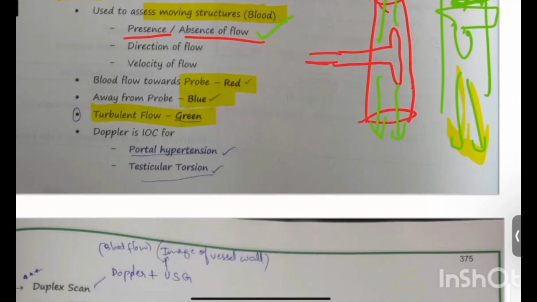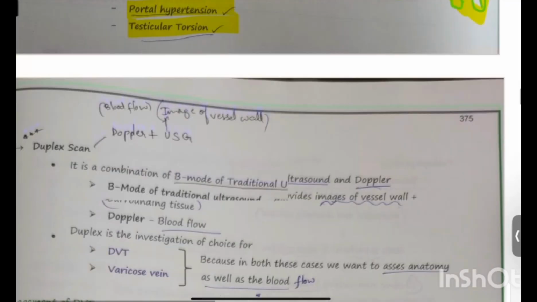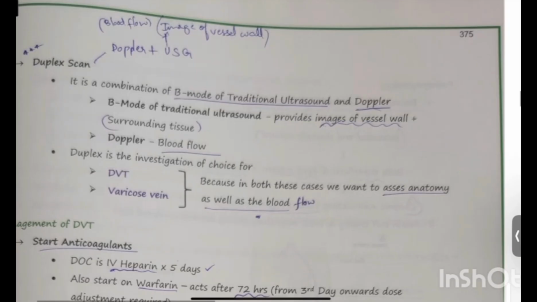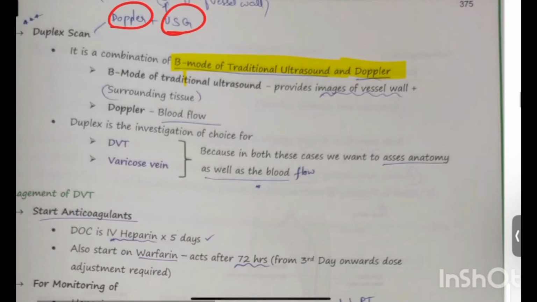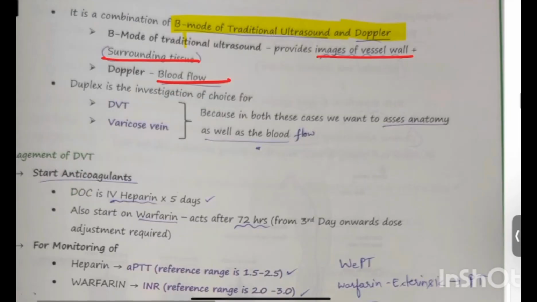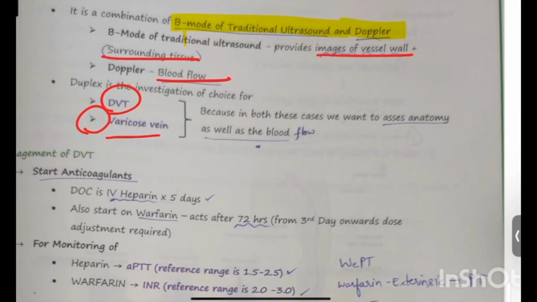So Doppler is the investigation of choice for portal hypertension and testicular torsion, whereas the investigation of choice for DVT is actually duplex scan. So what is duplex? Duplex is nothing but Doppler along with B mode of traditional ultrasound. So it is Doppler plus ultrasound. What is the use of adding ultrasound to this? We will be able to see the vessel wall also and the surrounding tissues, along with blood flow, direction of blood flow, everything. So by this we can say if the vessel wall is thickened, the condition of the vessel wall and the surrounding tissue. Hence duplex is used as the investigation of choice in case of DVT as well as in case of varicose vein.